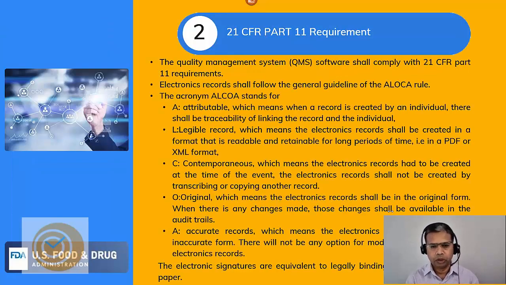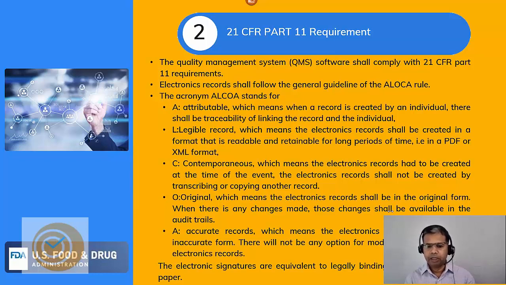Number two item you should consider is 21 CFR Part 11 requirement. The 21 CFR Part 11 requires that you should have records that follow the ALCOA rules. ALCOA means A stands for attributable, which means when the record is created, you should be able to trace who was the person who created the records.